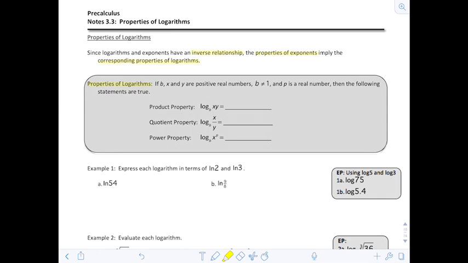if b, x, and y are all positive reals, b is not equal to 1, and p is a real number. Those are just some disclaimers, but the real thing we want to focus on are these following statements. First of all, the product property. If you remember, the log base b of x times y can be expanded to be the log base b of x plus the log base b of y.